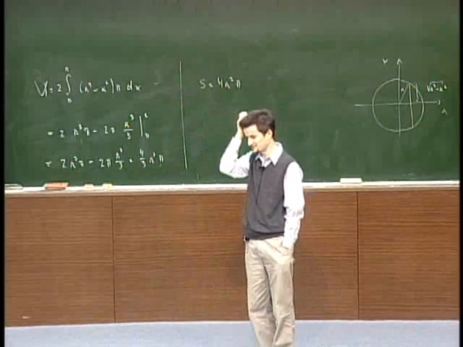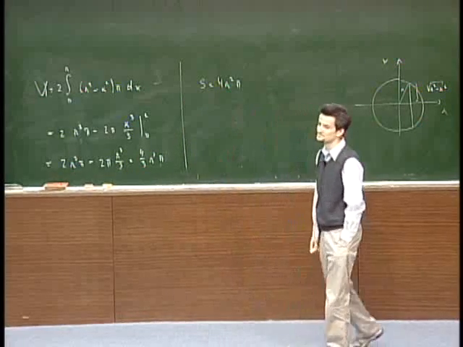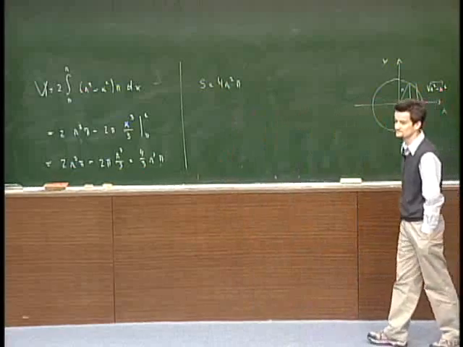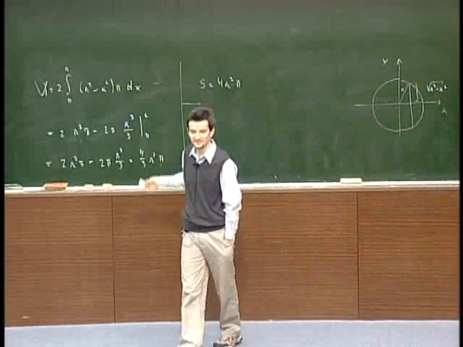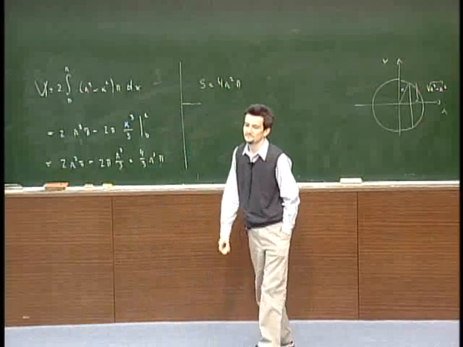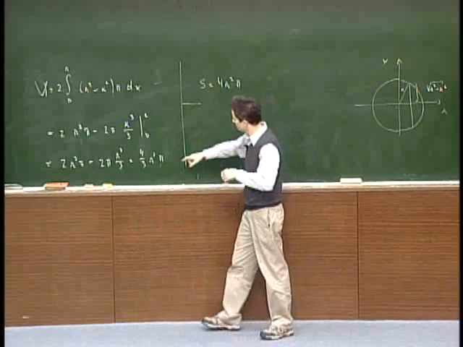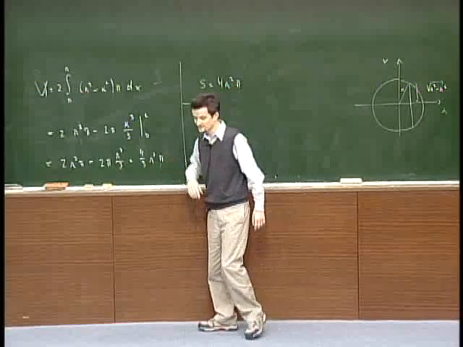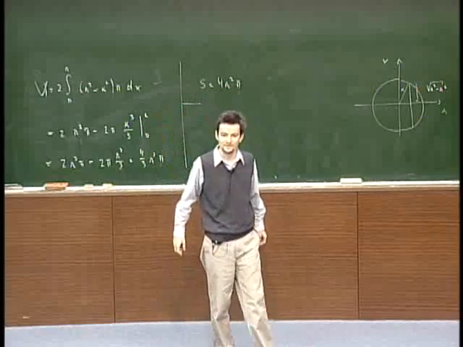Who can explain why this is? You have observed this in high school, right? So this is the surface area of the ball. This is the volume of the ball. If you differentiate the volume, what you get is the surface area.